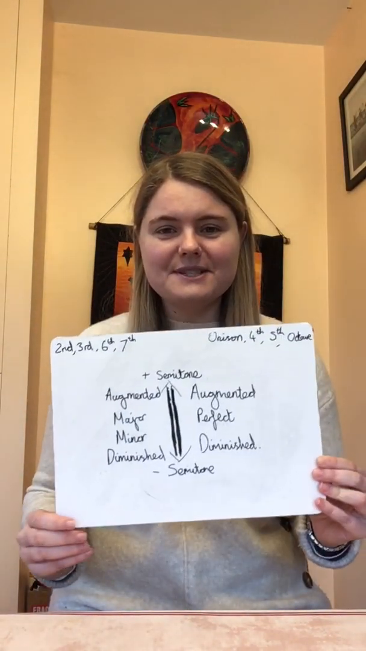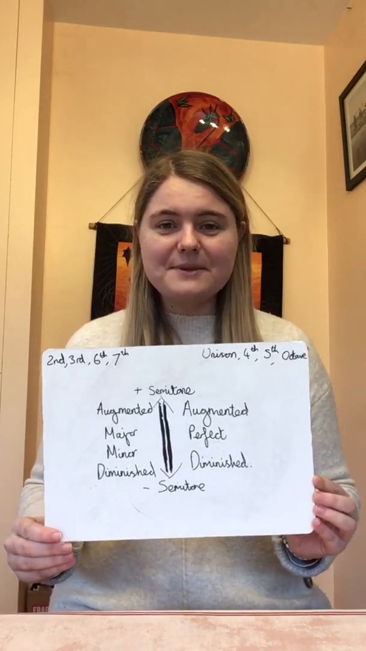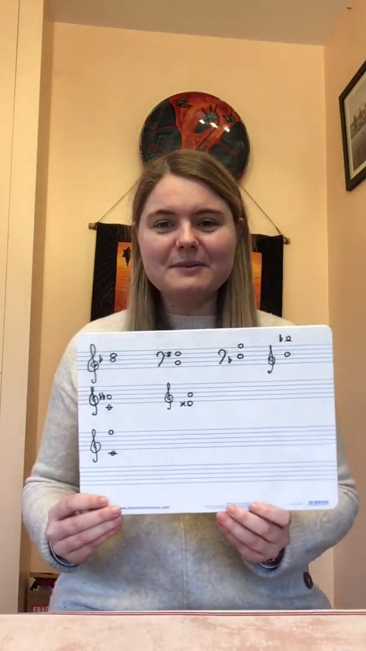So there are two parts of an interval. Firstly, we need to know what size the interval is, how many notes between the two notes in our interval, and then we need to work out what type of interval it is. So we have the rules here. These are all the different types of intervals we can have. So let's get started with interval number 1.